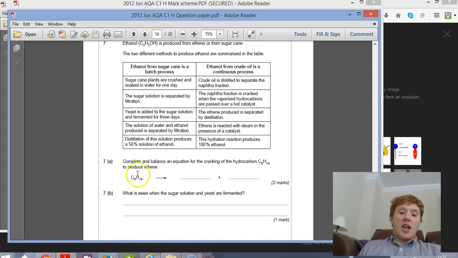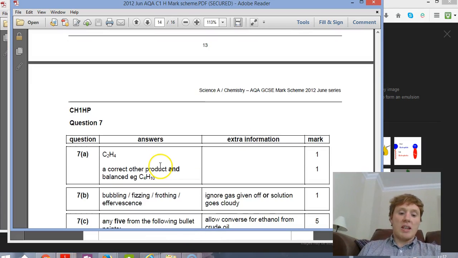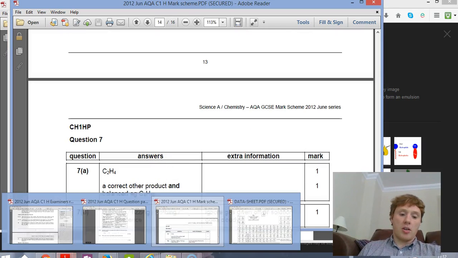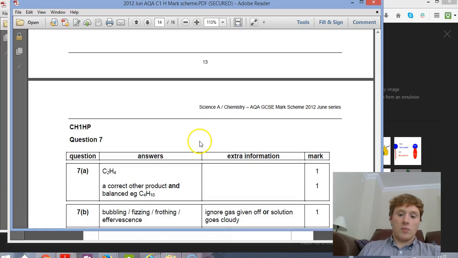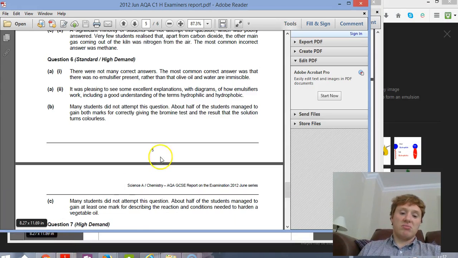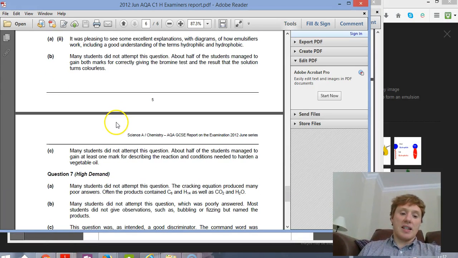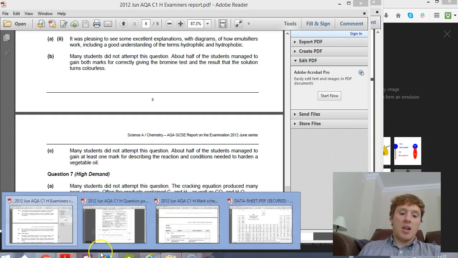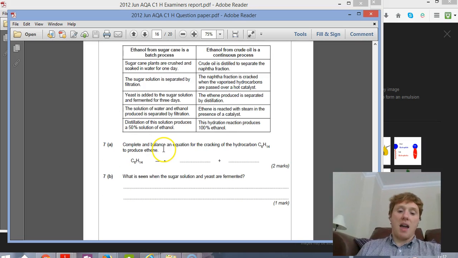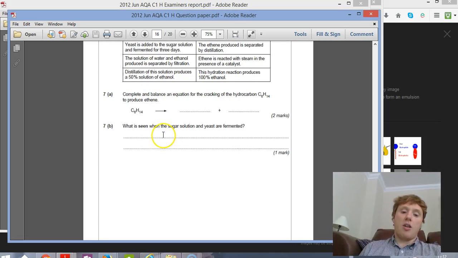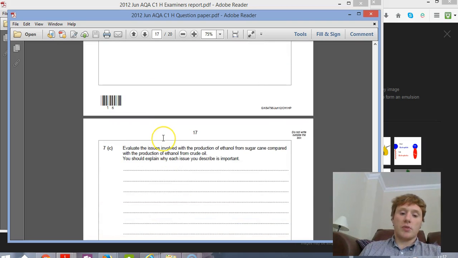What is seen when sugar and yeast are used to ferment? Off you go. You will see bubbling because you're making carbon dioxide. But ignore gas given off or solution because you can't really see that very easily. Make sure to not attempt that. So you need to know your differences between ethanol production methods.